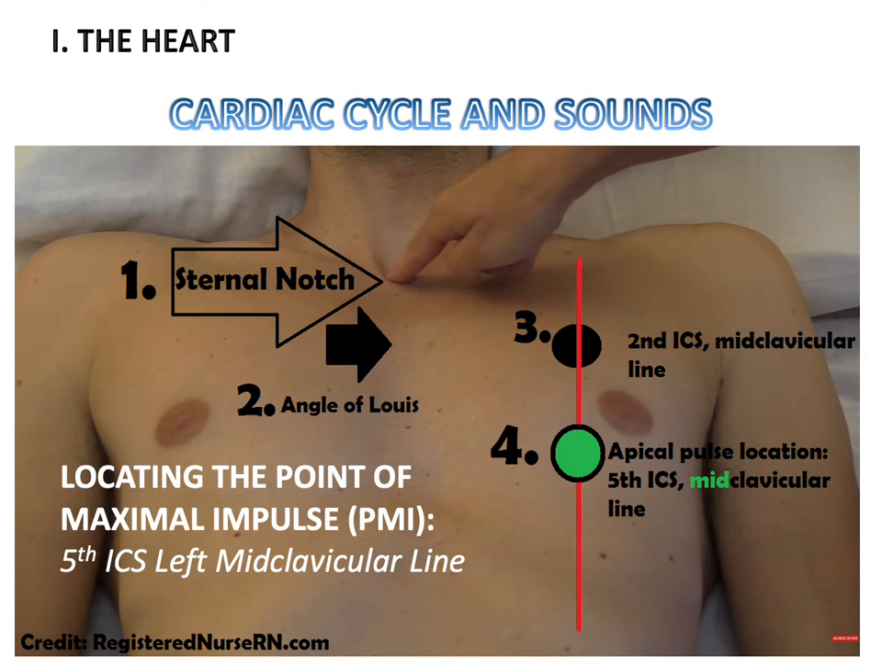That's the angle of Louis. And then just to the left of that is a space, and that space is the second ICS. Count now the spaces thereafter until you reach the fifth ICS of the left midclavicular line. That's the apical pulse where the mitral valve is. That is the location where to hear best the heart sounds, again using the diaphragm of the stethoscope.